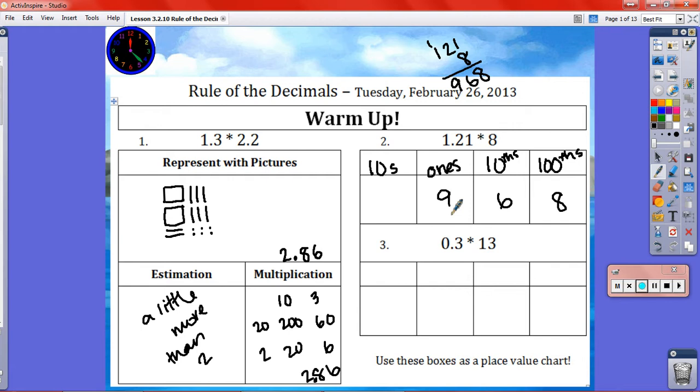So we put that in like this, and the decimal always goes between the ones place and the tenths place, so it's 9 and 68 hundredths. Similarly, this is 3/10 times 13, so you're dealing with tenths. Tenths, ones, tens, hundreds. Put in a decimal, and then multiply. 13 times 3 is 39, so 39. So your answer is 3 and 9/10.